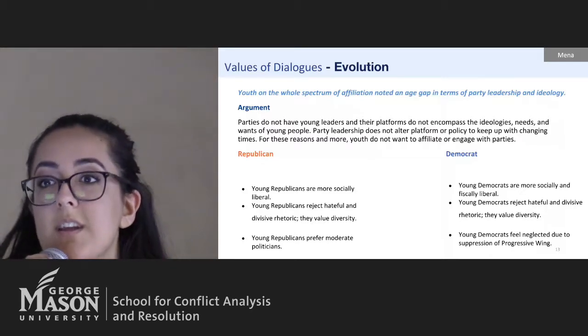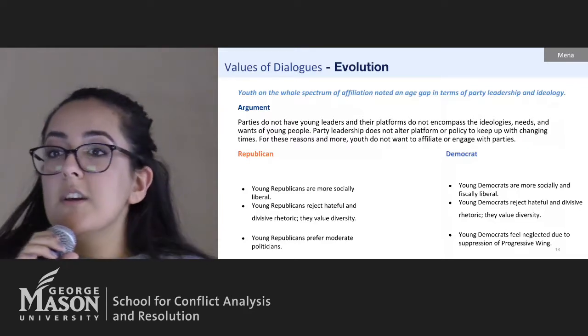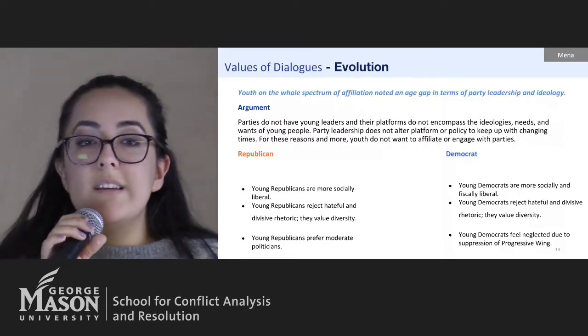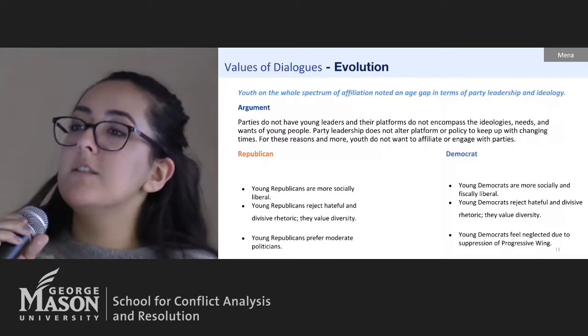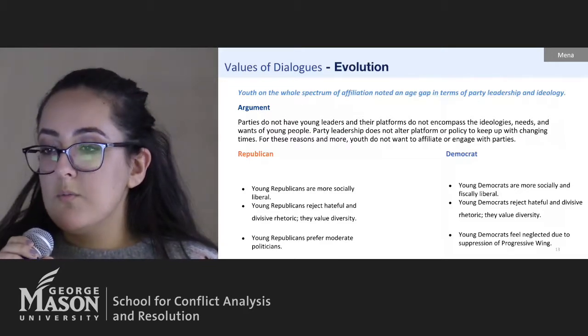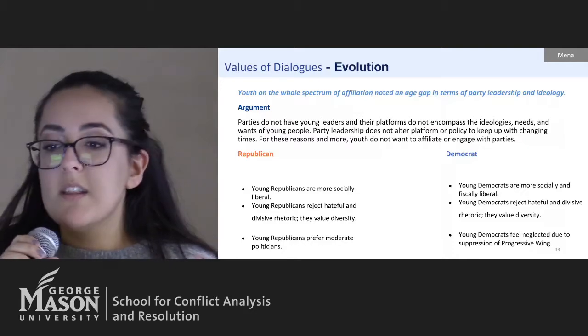And we saw that, especially with a lot of the younger participants, they didn't affiliate with the party specifically. Also, as Gabby was noting earlier, a lot of people would be like, well, I kind of lean Republican, but I'm not Republican, or I kind of lean Democrat, but I'm not Democrat. It's just that label was not attractive to them.